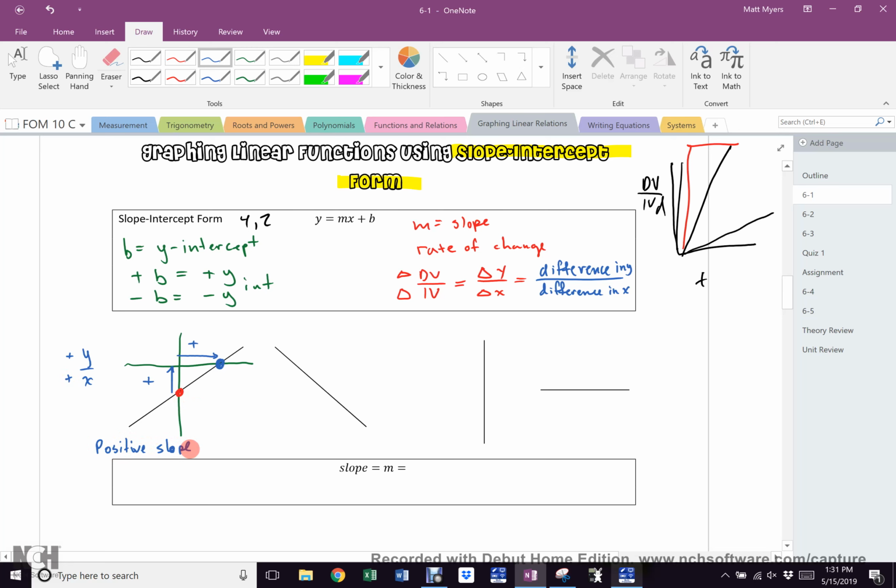Now, somebody always says, well, Mr. Myers, what if we go the other way? Down is what? A negative change, right? And then left is what? A negative change. What's negative divided by negative? Still positive. Everybody understand? Okay.